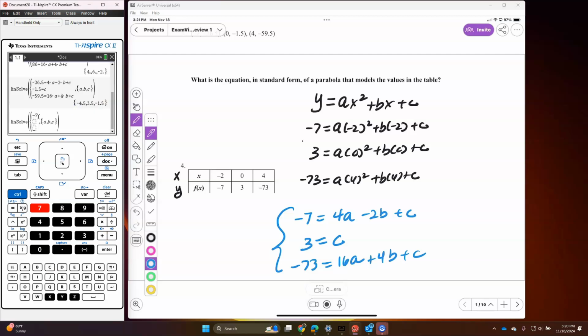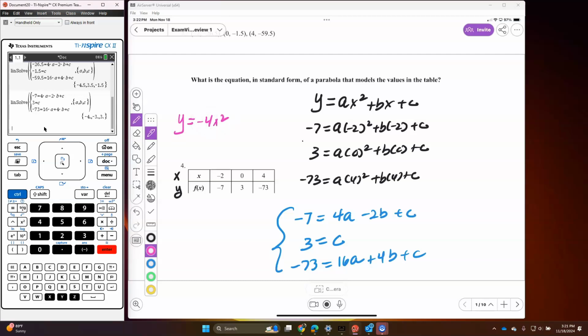So I have negative 7 equals 4a minus 2b plus c. So we have 3 equals c. And then the next one is negative 73 equals 16a plus 4b plus c. So our equation is y equals negative 4x squared minus 3x plus 3.